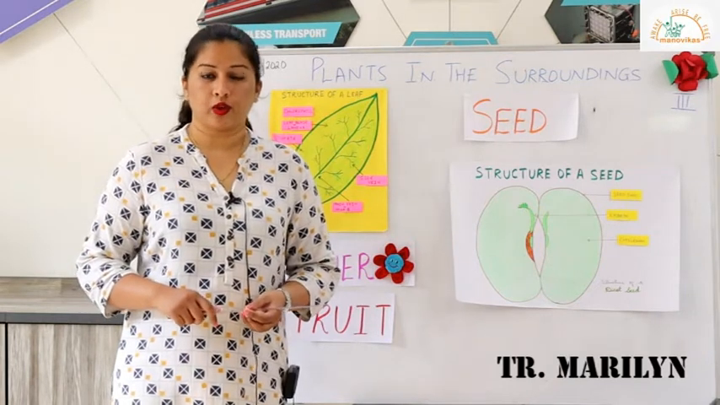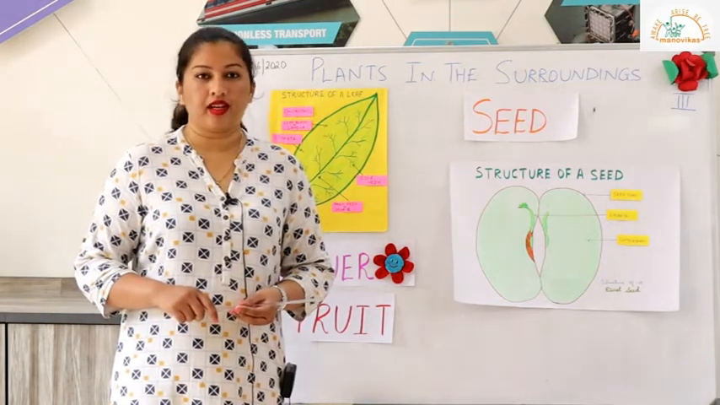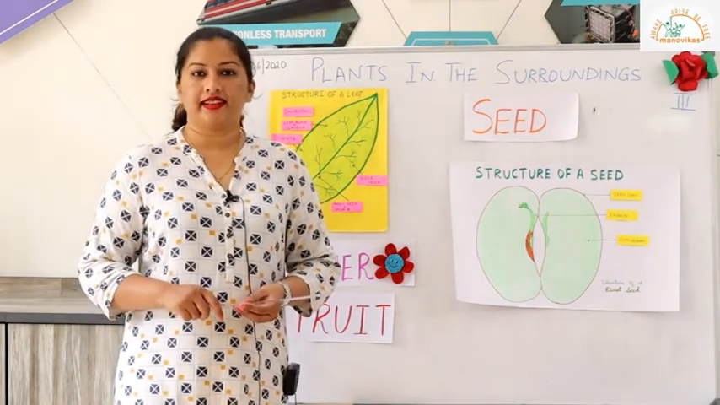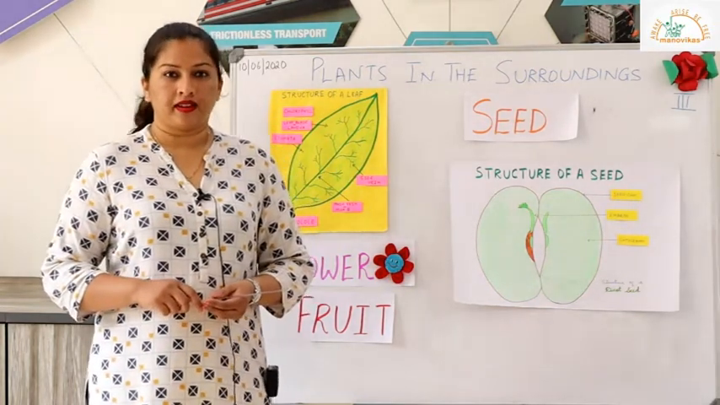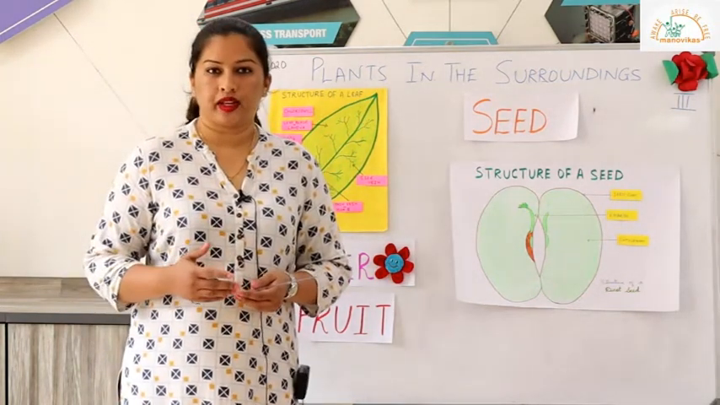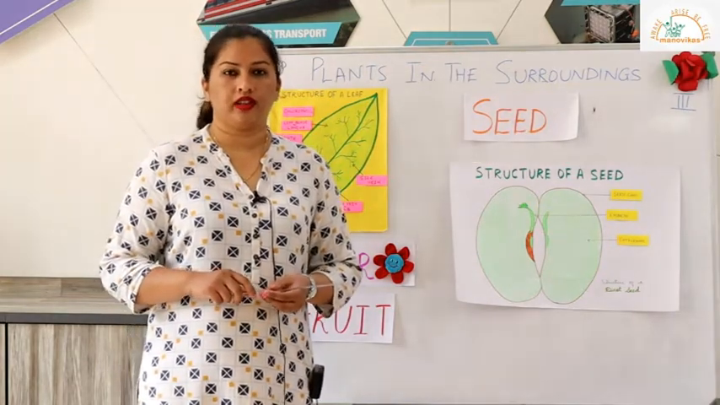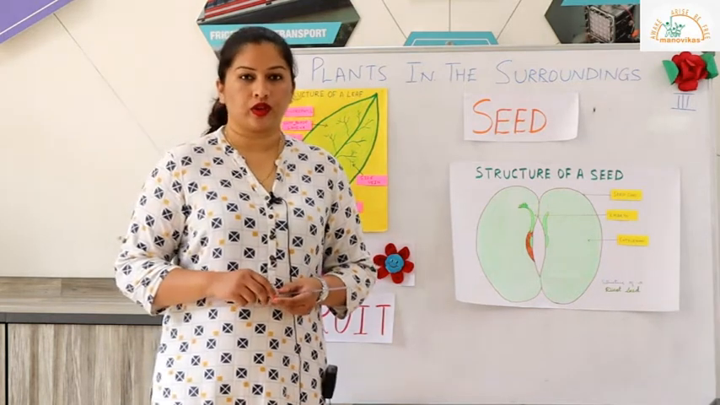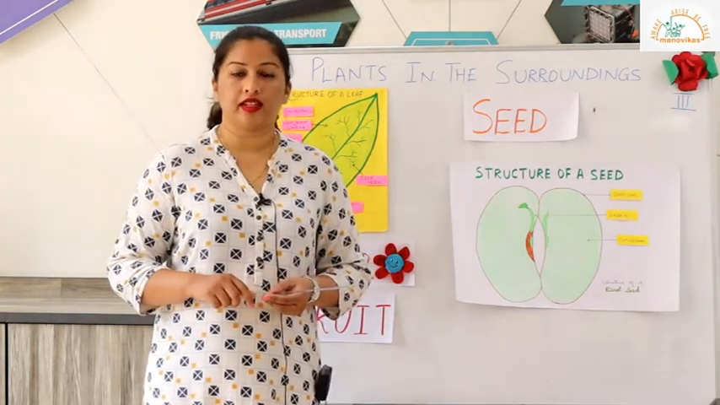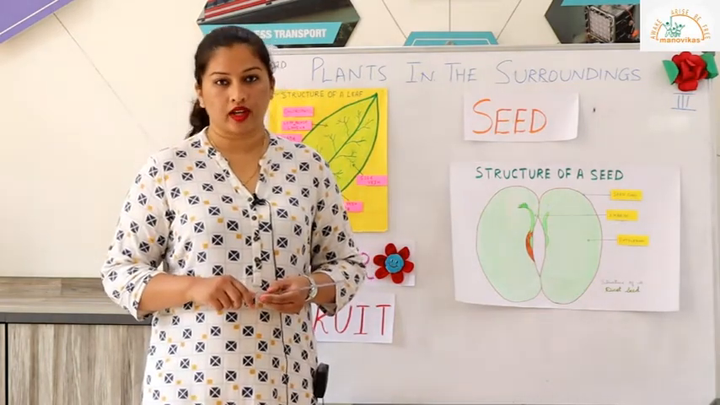In my previous video on plants in the surroundings, we learned about parts of a plant. Before we proceed today, let us revise what we have learned. Parts of a plant: we learned that the plant has two main parts. One is the root and the other part is the shoot. The part of a plant that grows below the ground is called the root. It holds the plant firmly in the ground and it absorbs water and minerals from the soil.